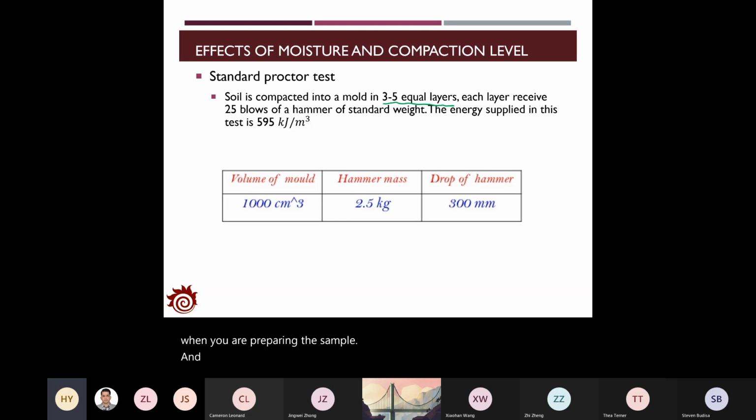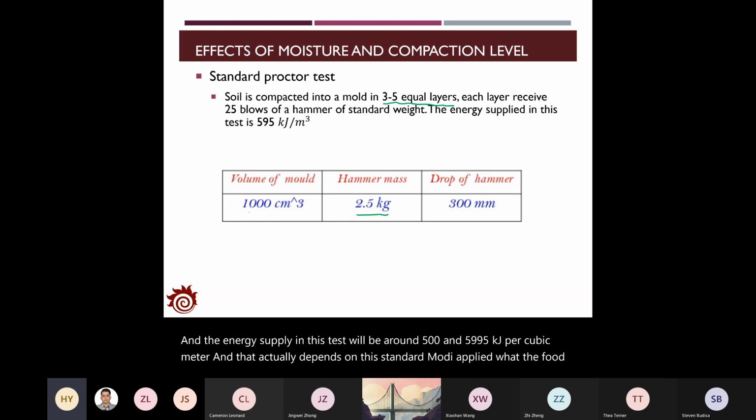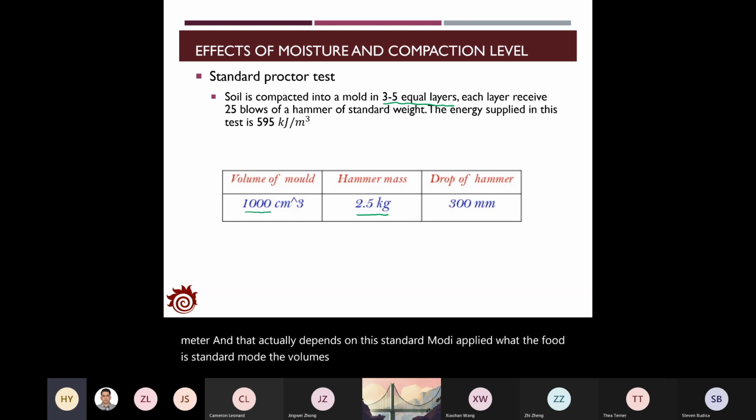And for each layer, you will give 25 blows of the hammer with the standard weight. Usually the weight is around 25 kilograms. And the energy supplied in this test will be around 595 kilojoules per cubic meter, which depends on the standard mode you apply. For the standard mode, the volume is 1,000 cubic centimeters, and the height of the hammer drop is around 300 millimeters.